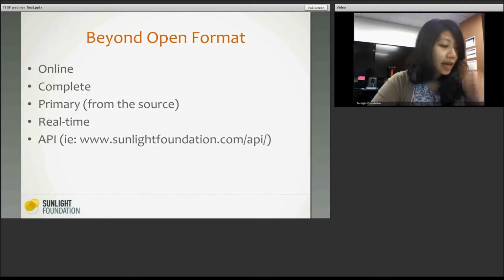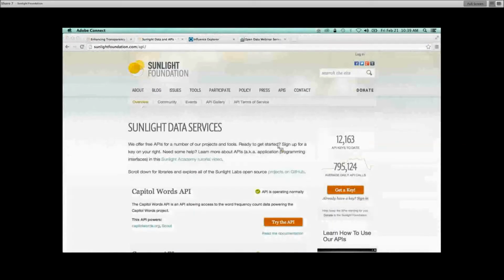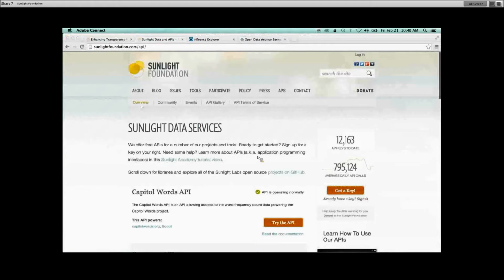And then lastly, to make the data even more accessible, it should be available as an API if possible. API stands for Application Programming Interface. And here at Sunlight, we make a number of our data sets available as APIs. Here you should be able to see it now. The API pretty much means it's a format that developers and technologists can utilize, take that information, and integrate it into different programs and tools.